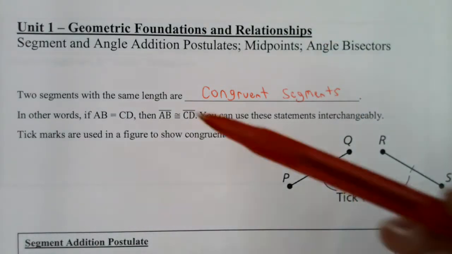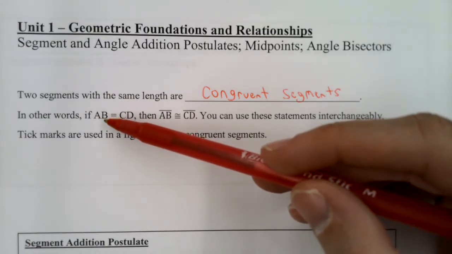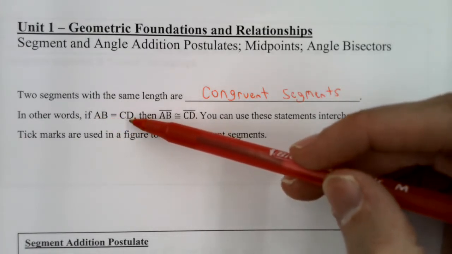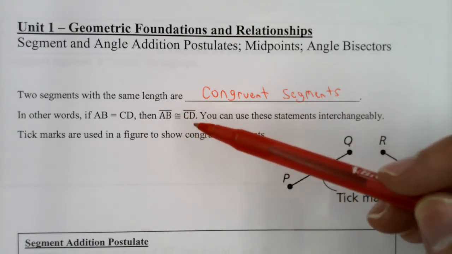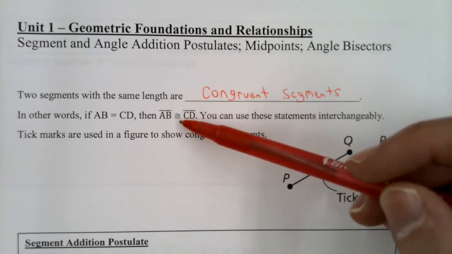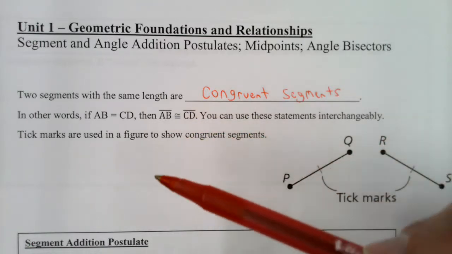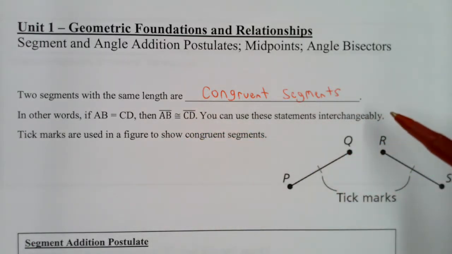So in other words, if you know that segment AB, or the measure of AB, equals the measure of CD, that means you can say segment AB is congruent to segment CD. That is the symbol for congruence. These two statements can be used interchangeably. And tick marks are used in figures to show congruent segments.